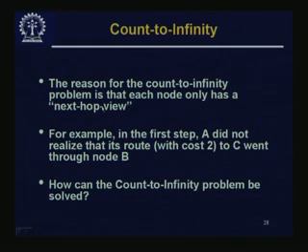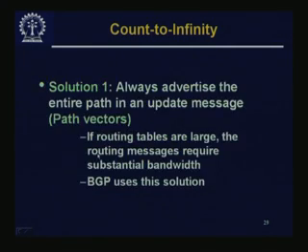For example, in the first step, A did not realize that its route with cost 2 to C went through node B. How can the count to infinity problem be solved? Well, there is one solution. This is a proper solution, but this is not used in RIP. Always advertise the entire path in an update message. So instead, you give the entire path. If the entire path was given, then this would not have happened.